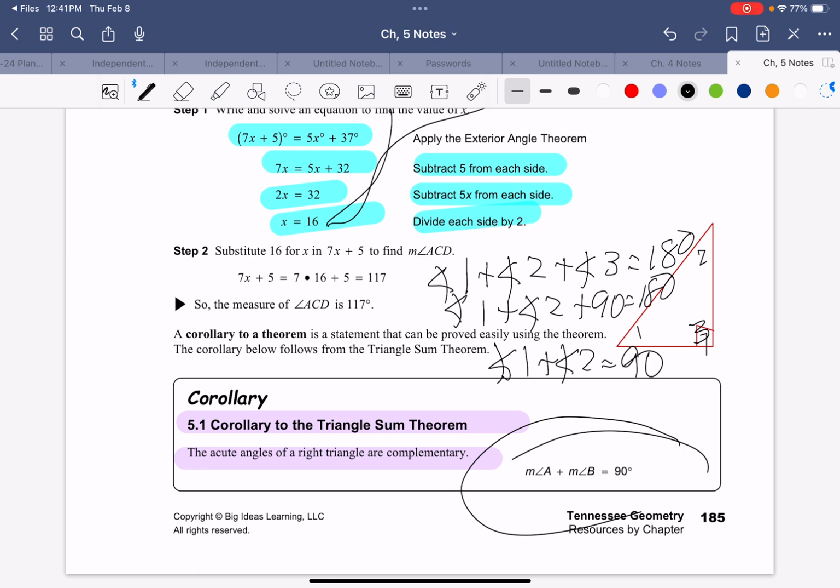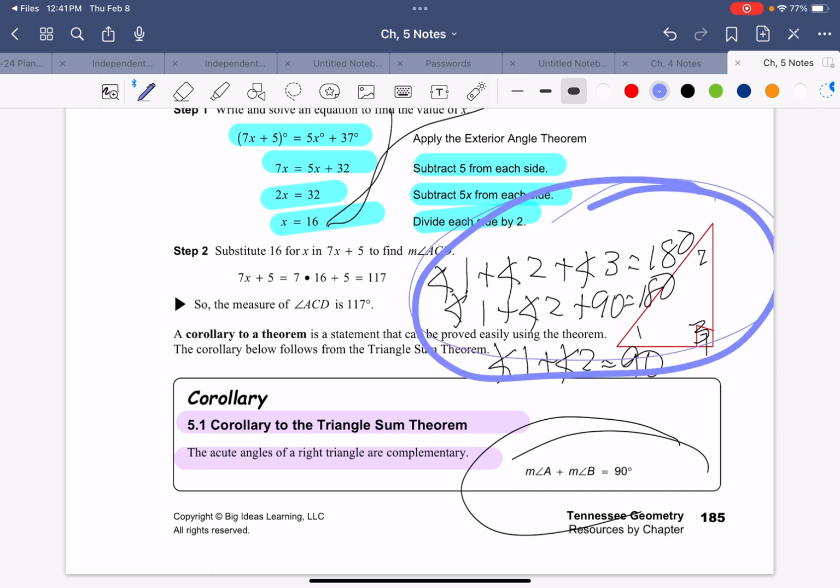Why do I need to go and draw this out every time? If I have a theorem, I know I can prove it 100% of the time, so I'm going to write a theorem, okay? So when I have a right triangle, oops, that's a terrible right triangle, I know that the two non-right angles will add up to be 90 degrees.